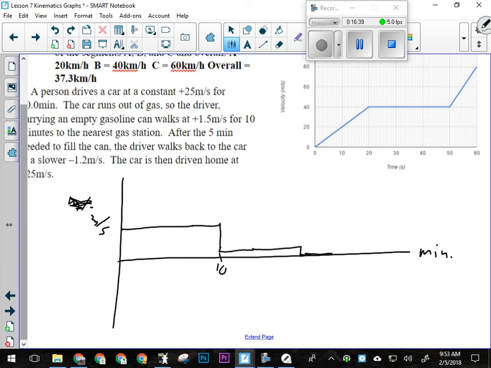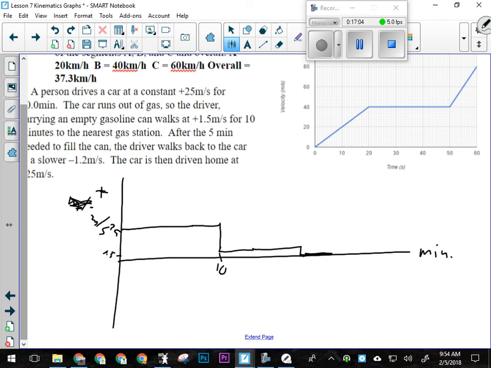Now we've got the gas can all filled up. Now we've got to walk back to the car. Where does my graph have to go now? Because these were all positive, right? This is positive up here. This is 25. This is like 1.5. Where does my graph have to go? Down into the negatives. Does it keep going forward?